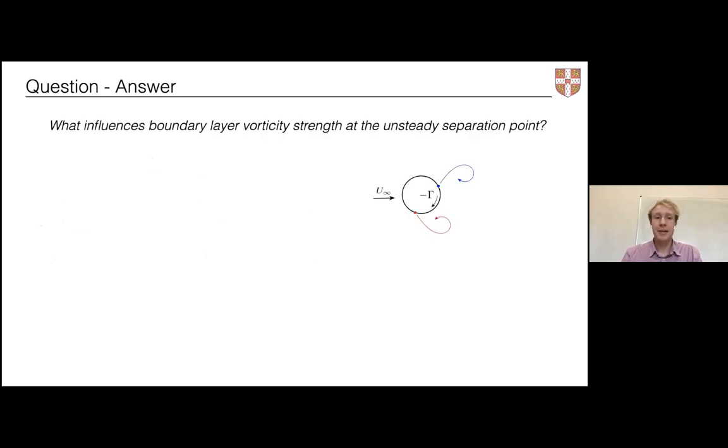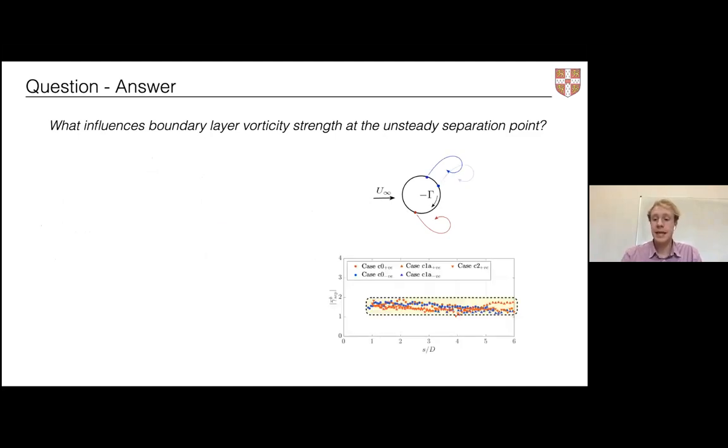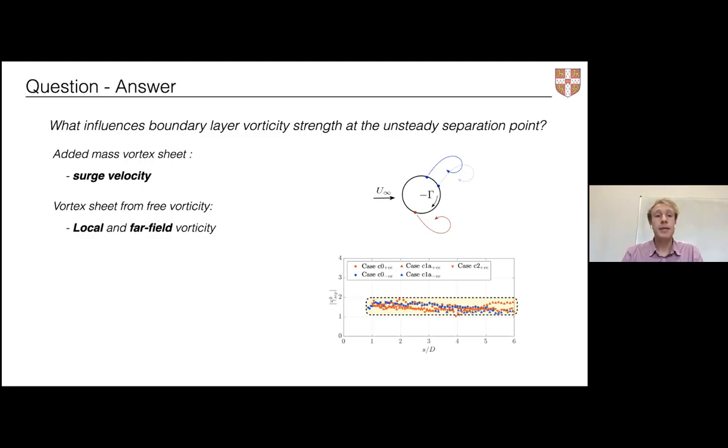So that's just a summary basically of this. Even though we saw that the point at which we have unsteady separation changed a lot, we could see that if we account for an added mass vortex sheet, which forms due to surging or the surging velocity, and we account for the vortex sheet due to free vorticity, in particular the local and importantly the far field vorticity, where it is really the far field vorticity that is playing an overarching role in causing the strength of the boundary layer vorticity to change at the separation point in time.